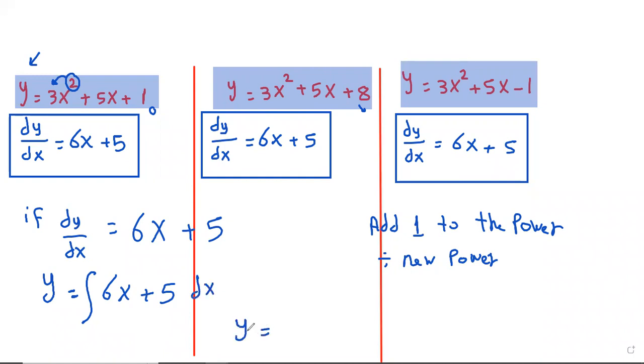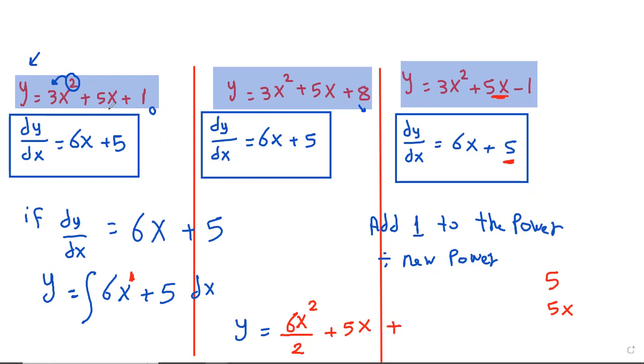So y, add 1 to the power. The power here is 1. So 6x, add 1 to the power will be 2, and divide by the new power. Plus 5x, here it's 5. So add 1 to the power, or multiply it by x, if we have 5. So the integration of 5 is 5x. Do you know why? Because the differentiation of 5x is 5. So the antiderivative is multiplied by x.